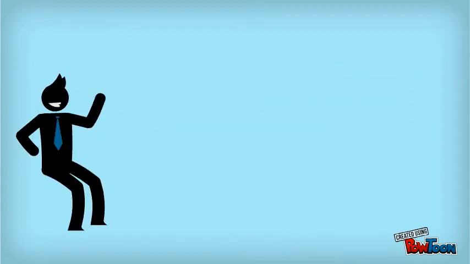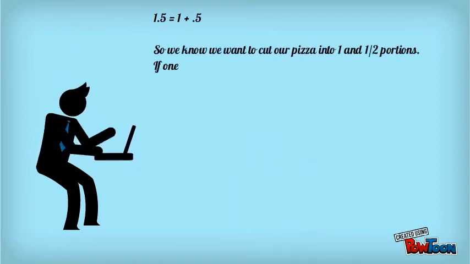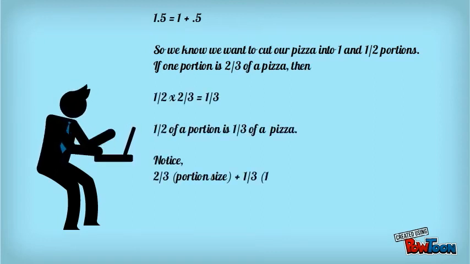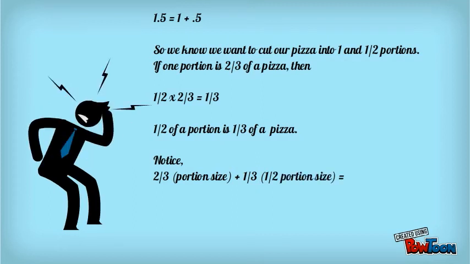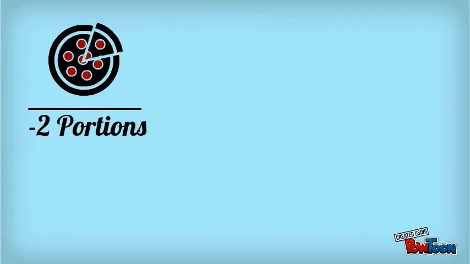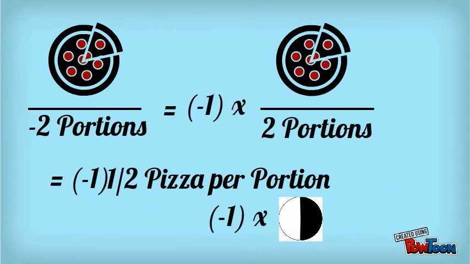And that makes sense, doesn't it? 1.5 is equal to 1 plus 0.5, so we must be looking to cut the pizza into 1 to 1½ portions. If a portion is 2/3 of a pizza, half a portion must be 1/3 of a pizza. We may notice that 2/3, which is the size of a portion, plus 1/3, which is the size of a half portion, is 1, the whole pizza. And of course, we understand that when we divide by a negative number, we're pretty much multiplying the original division problem by -1, and that negative shows up everywhere else.